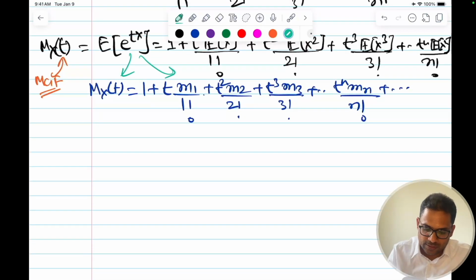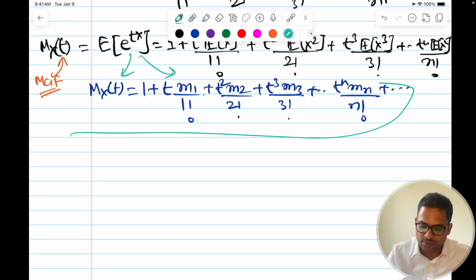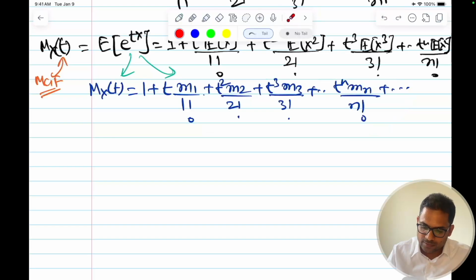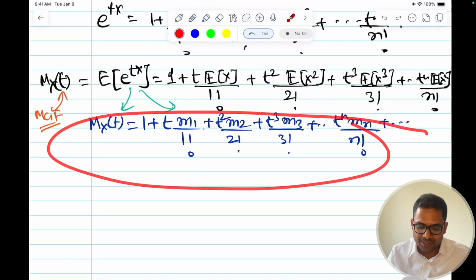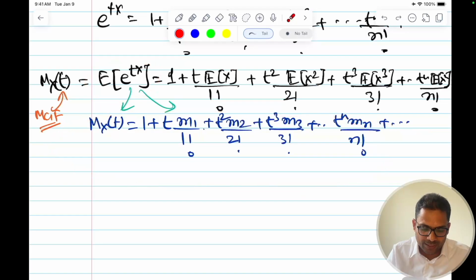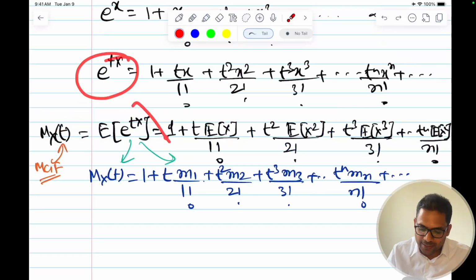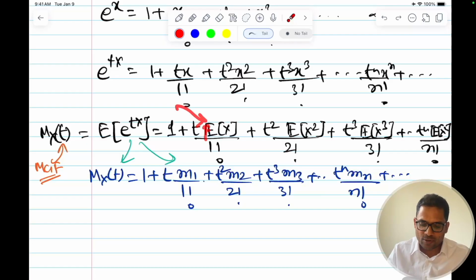Okay, so far so good. We know how this is linked to the moment. The moment is defined as the expectation of e to the power tx. We know what e to the power tx is. We expanded that, and wherever x was there, that corresponding power became that moment. Okay, first moment, second moment, third moment.